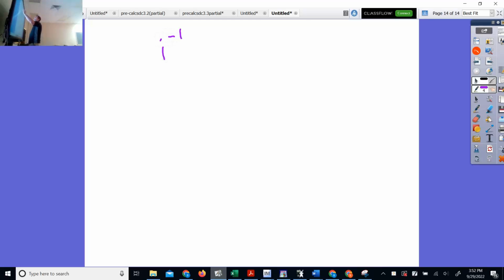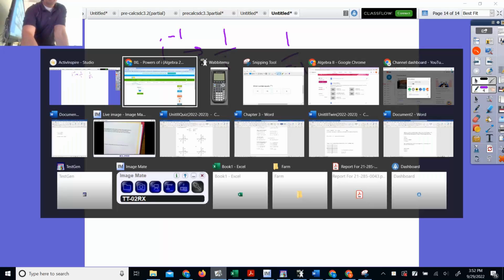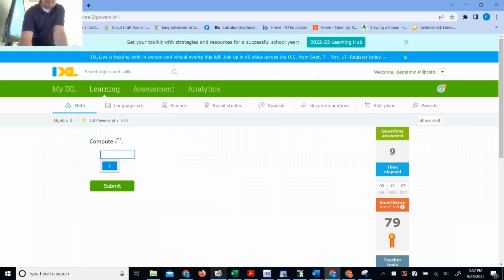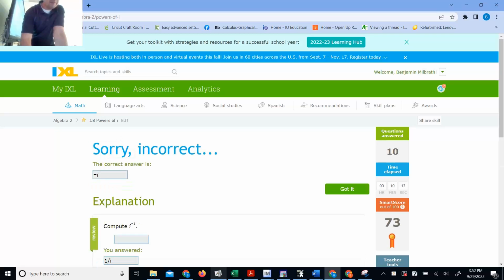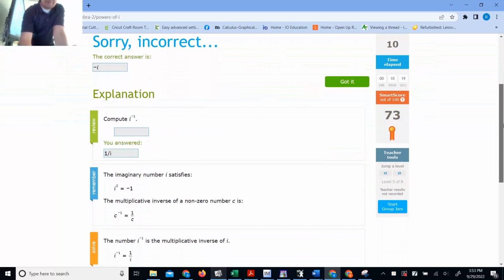i to the negative first would be written as 1 over i. I don't know what else to do with it. I could write it as 1 over the square root of negative 1, but that doesn't make a lick of sense. So the only thing I can actually type in is 1 over i. Is that what they want? 1 divided by i? There was no fraction. Gee, I bet I missed this. The correct answer is negative i. Very interesting. So I'm learning something here.